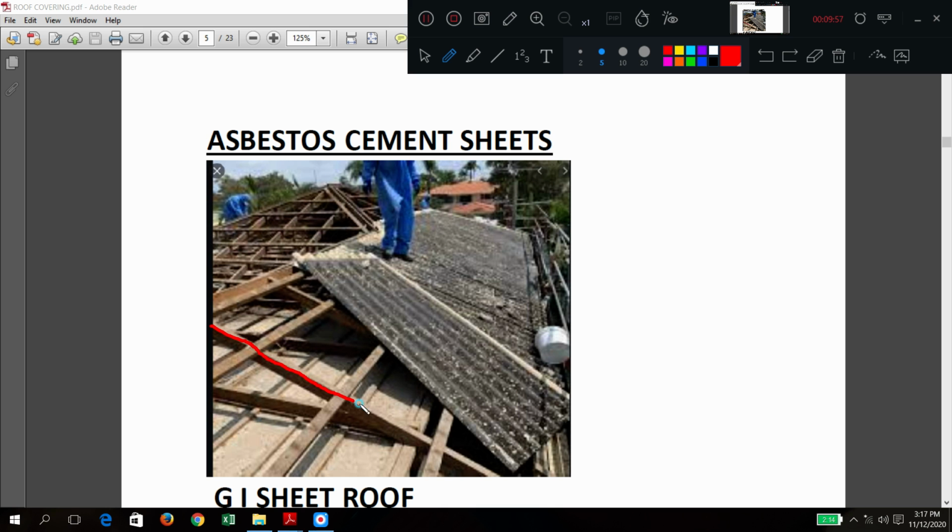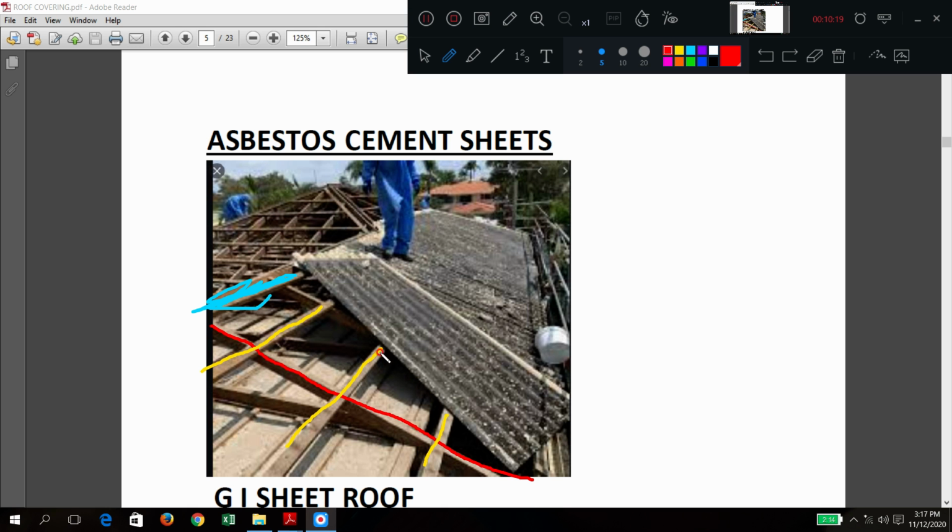So these are what? I think this is a rafter, a common rafter. And what are these? These are called battens, or purlins, whatever. And what is this one? It is called the ridge. Now the sheets will be fixed like this.